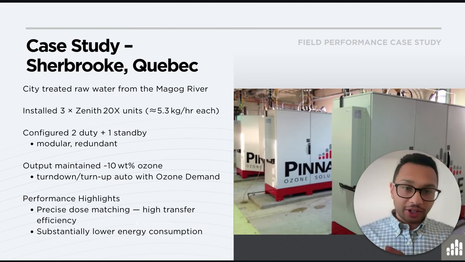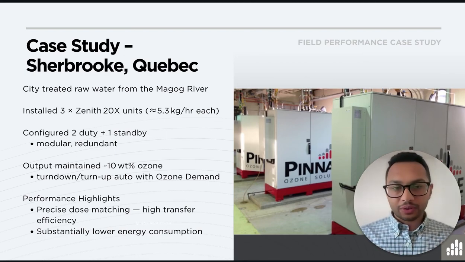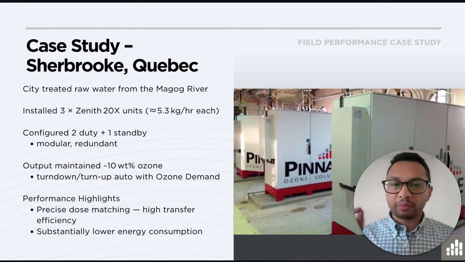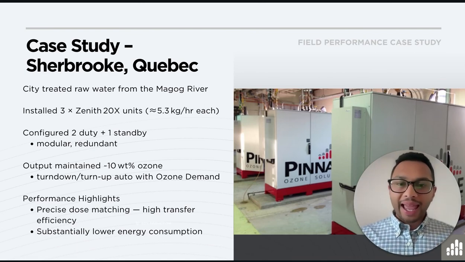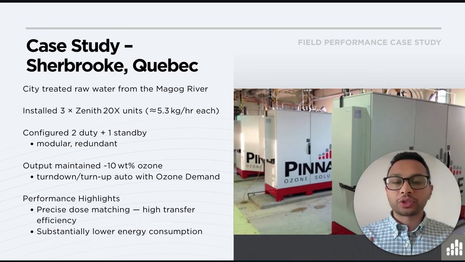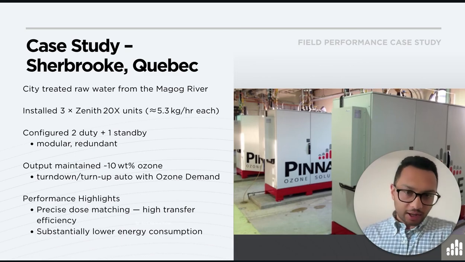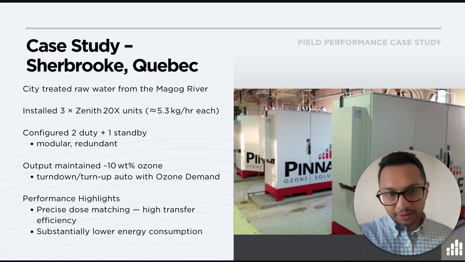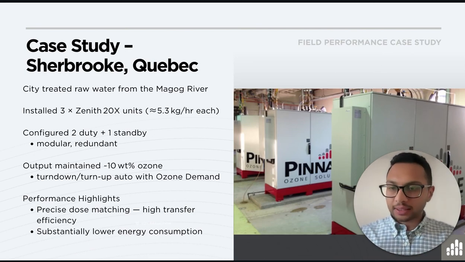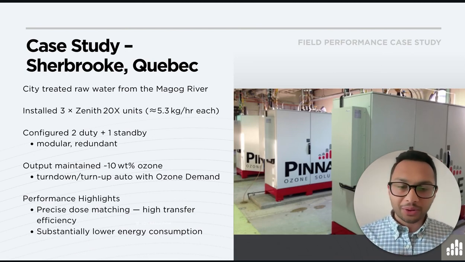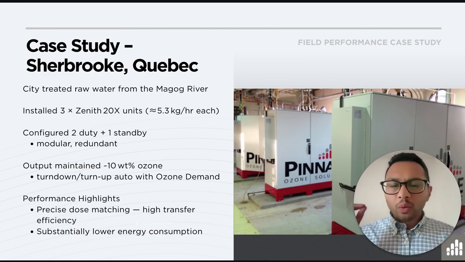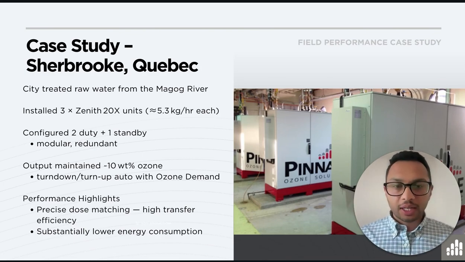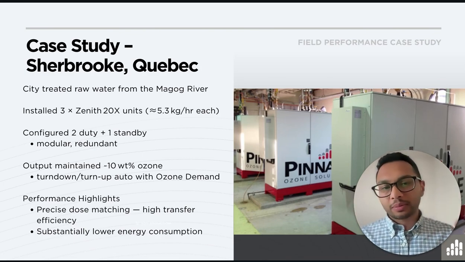We installed 3 Zenith 20X ozone generators, each producing 5.3 kilograms per hour, and designed the system to run with 2 units operational and 1 on standby. The modular setup ensured that we have redundancy built in, with a 15% capacity if we wanted to expand the ozone system. One of the standout features is the ozone on-demand control.